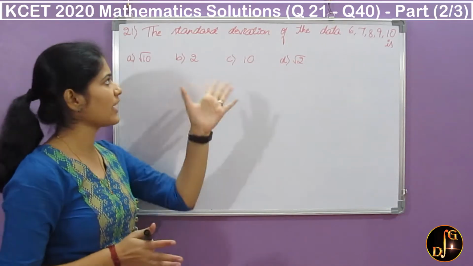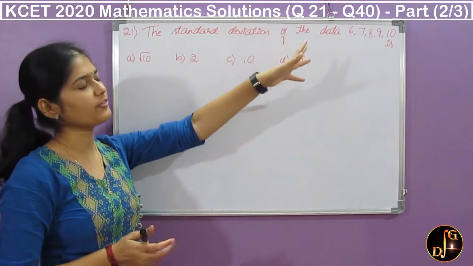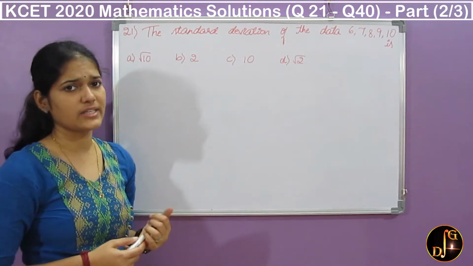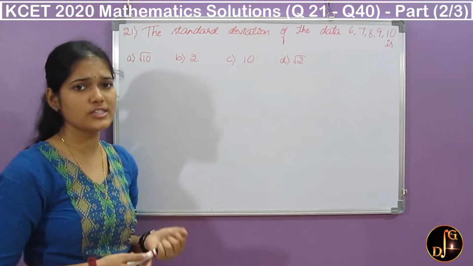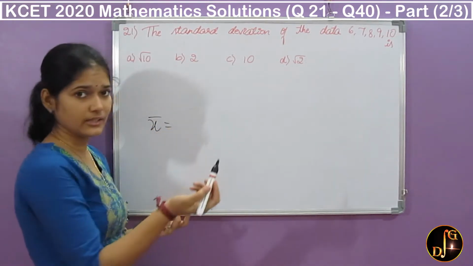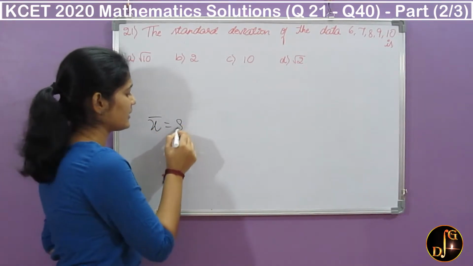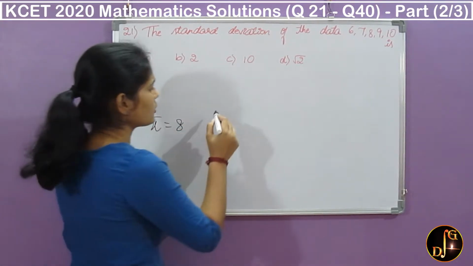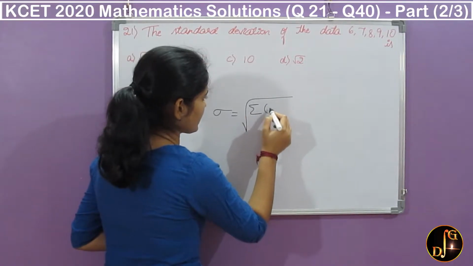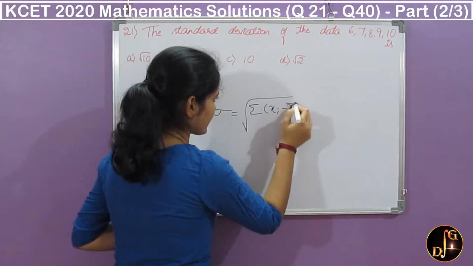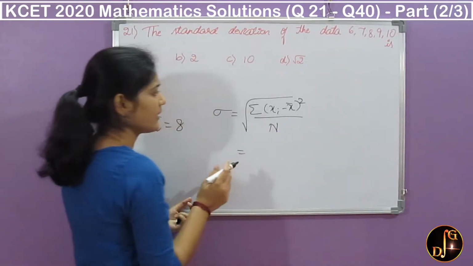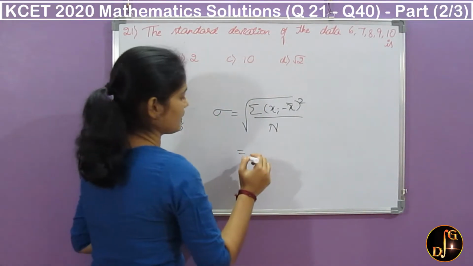In this problem, we have to find the standard deviation of 6, 7, 8, 9, 10. There are 5 numbers and those 5 numbers are consecutive, right? So mean is the middle term, that is nothing but 8. We know the formula for standard deviation, that is square root of summation xi minus x bar whole square divided by n, right? Here xi means the numbers.